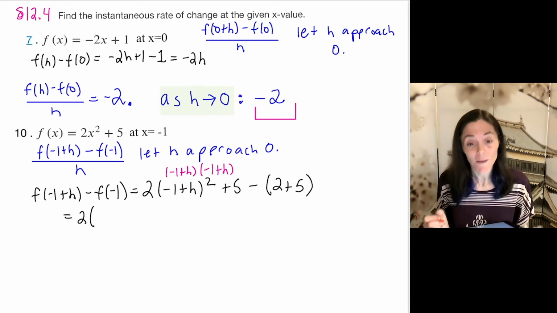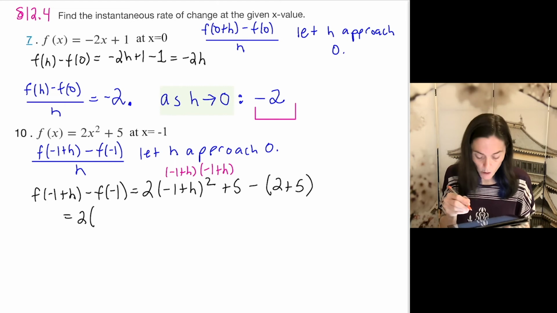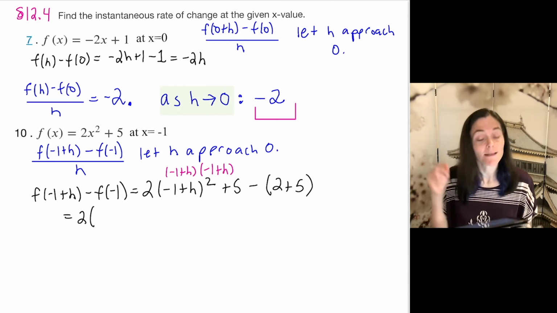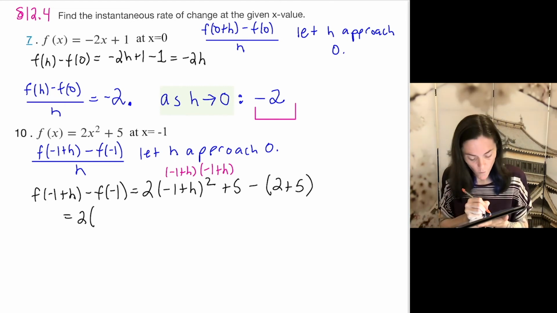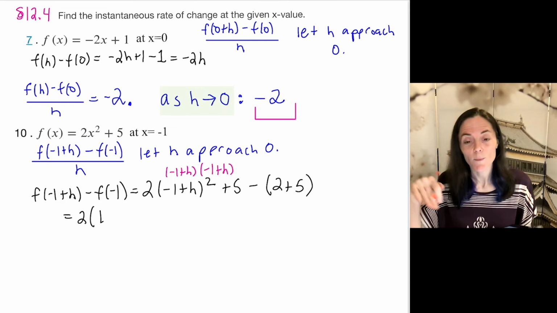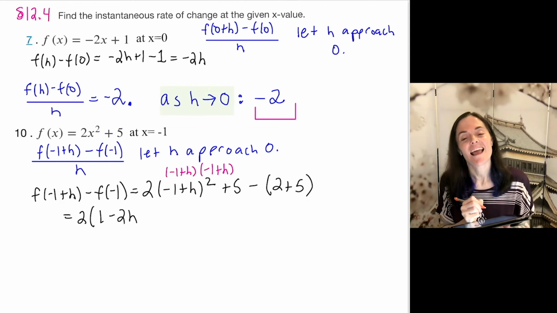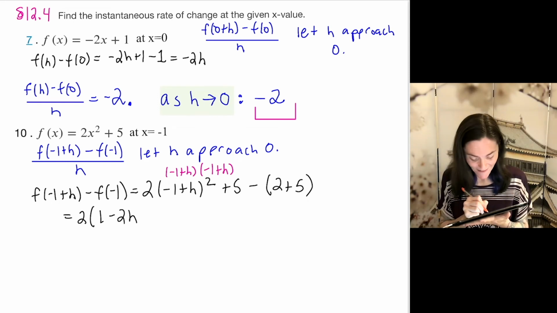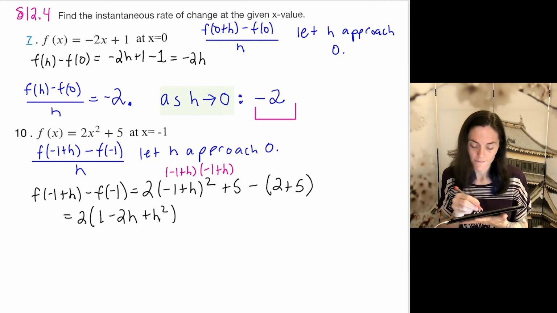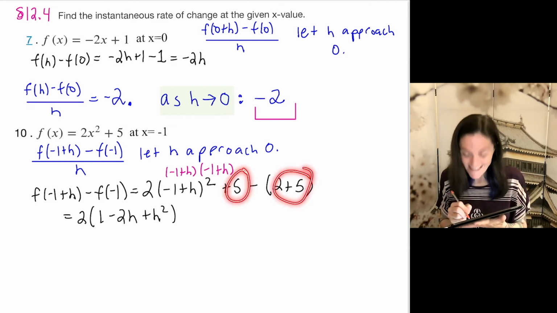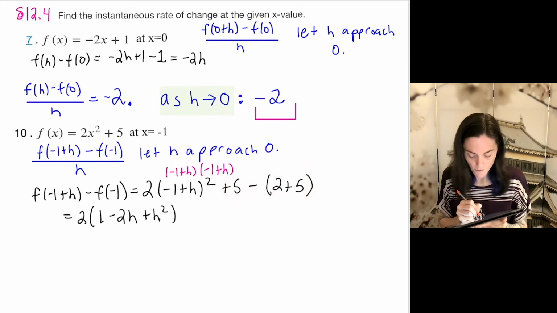So what do we get here? Well, when we multiply the first, minus 1 times minus 1 is positive 1. Inner and outer both negative h. So we get minus 2h. And then we have plus h squared. We have plus 5 minus 7 gives us negative 2.